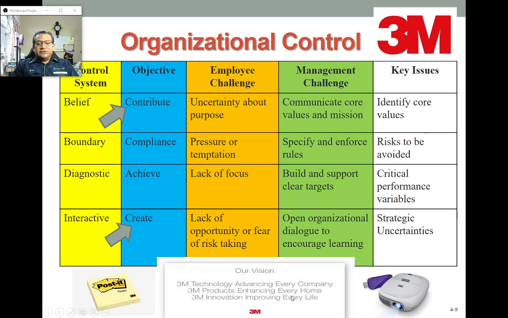3M enhancing every home, and innovation at 3M improving every life. So 3M produces something as simple as a Post-it notes product, and also an IT device such as an LCD projector, in which it spans across many categories of product, from simple paper to highly high-tech new IT products.